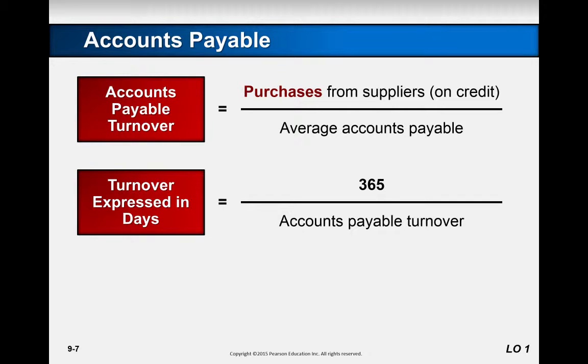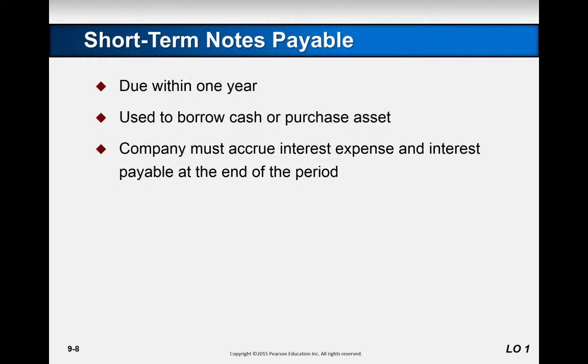Then other ratios that you should have is the turnover expressed in days. So here you have 365 days, and you take the actual AP turnover and you put that as the denominator. So again, this should be in Excel and this should be linked, right? Because whenever you calculate the AP turnover, you should link that cell to this cell.